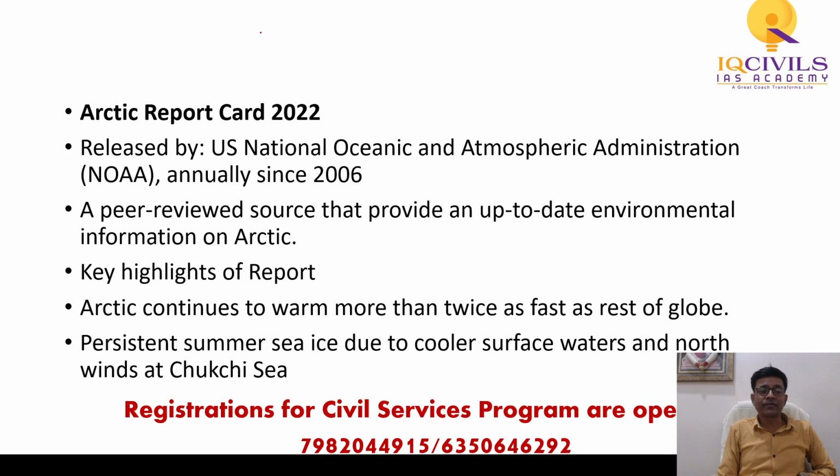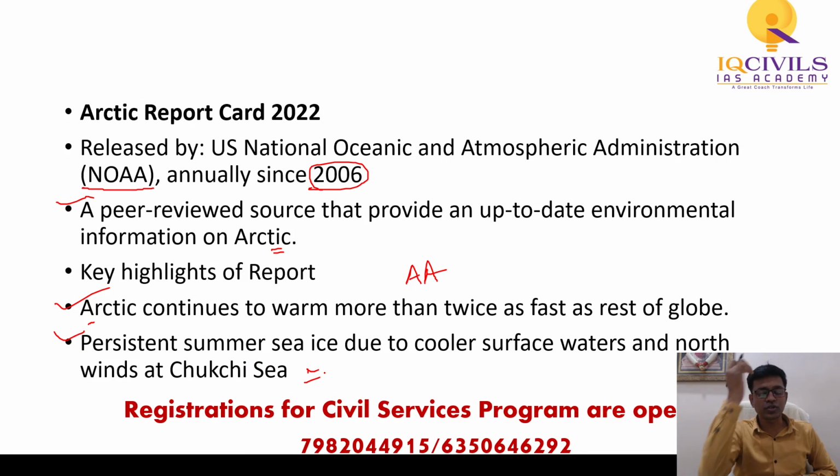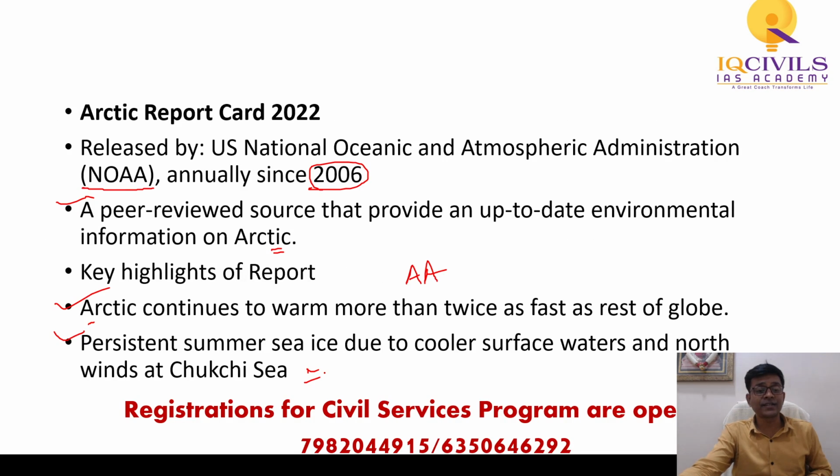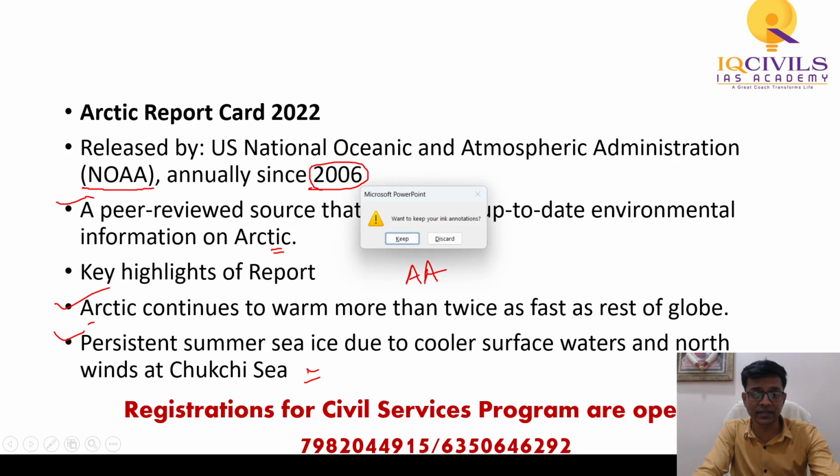What is the Arctic Report Card 2022? It is released by US National Oceanic and Atmospheric Administration annually since 2006. It is a peer-reviewed source that provides up-to-date environmental information on Arctic. What are the key highlights of the report? Number one, Arctic continues to warm more than twice as fast as rest of the globe. We call that Arctic amplification. Persistent summer sea ice due to cooler surface waters and north winds at Chukchi Sea. It is your responsibility to check out where exactly this Chukchi Sea is located. Okay, so this is all about ocean acidification.